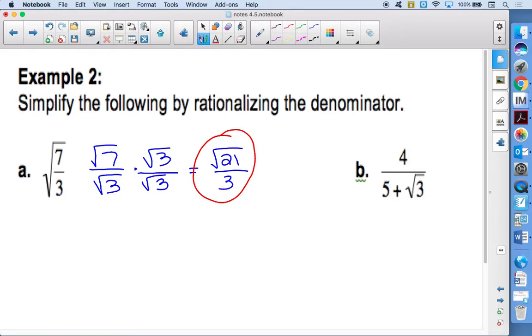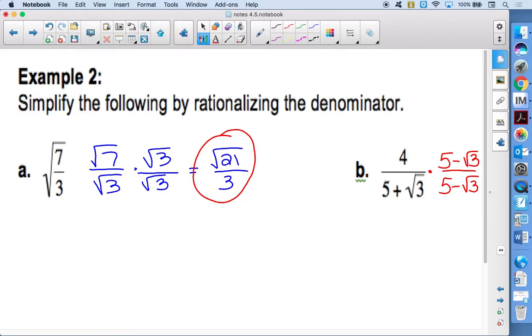So if you look at letter B, it is now the new type of problem with this extra part in the denominator. So we have 5 plus the square root of 3 in the bottom. What would we multiply by to get rid of it? 5 minus the square root of 3. Right, so we're going to multiply by 5 minus the square root of 3. And whatever you do to the bottom, you have to have that same quantity on the top. So 5 minus the square root of 3.